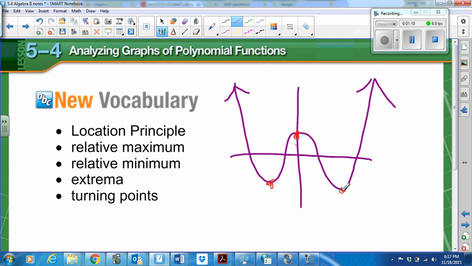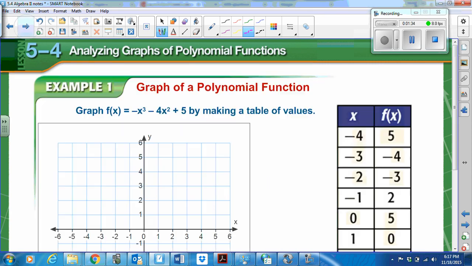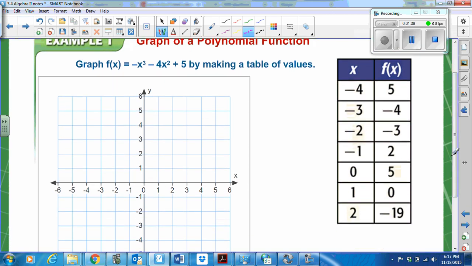All three of those points that I just marked are extrema because they're the maximum and minimum points of a function. And they're also called turning points because it's at those points that the function goes from decreasing, then increases, then decreases, and then increases. So those are the points at which the function changes whether it's increasing or decreasing.